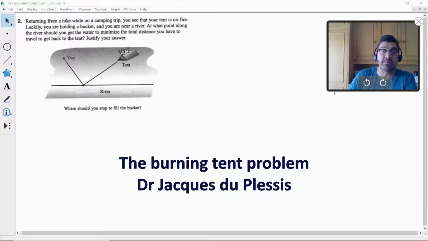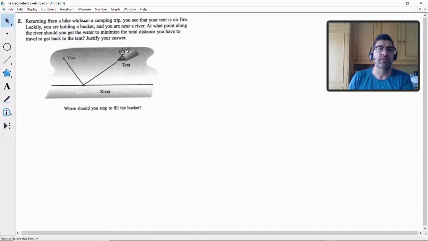Okay folks, the next problem I want to look at is problem 2 in your book. You can page through chapter 2 and you'll find this scenario. It says, returning from a hike, while on a camping trip, you see that your tent is on fire.